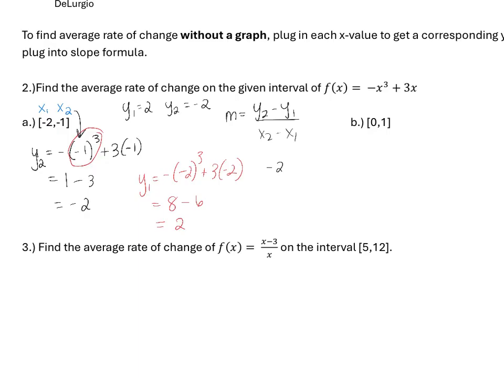So y2 is negative 2 minus y1, which is 2. And then x2 is negative 1 minus x1, which is negative 2. So we get negative 4 over, what did I do? Wouldn't negative 2 cubed be negative 8? Yes. And then there's the negative out in front. Oh, I didn't see that. So then it becomes negative, negative, which is positive. Yep. And then negative 1 plus 2 is 1. So the average rate of change over this interval on this particular function is negative 4.